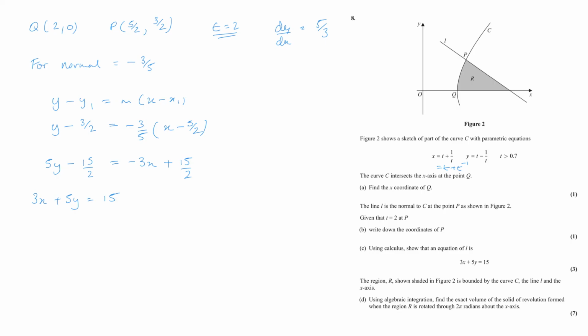Now, part D. So the region R, shown shaded, is bounded by the line L, the x-axis and the curve C. Using algebraic integration, find the exact volume of the solid of revolution formed when R is rotated 2 pi. Okay.